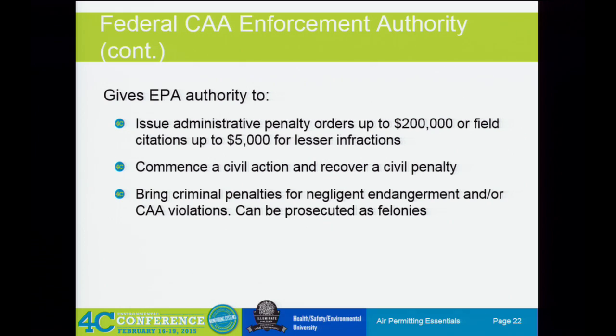It also gave them the authority to commence a civil action and recover a civil penalty, and it brings criminal penalties for negligent endangerment and/or Clean Air Act violations. So this allows them to process these as felonies.